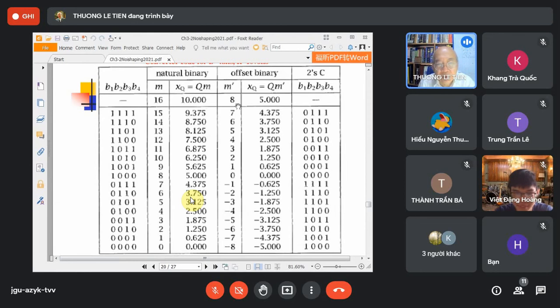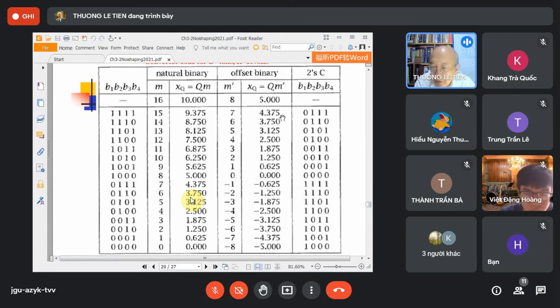And in the first column, we write down offset binary, because offset binary is bipolar. So we start from -5 at 1Q and then go up to 4.375.